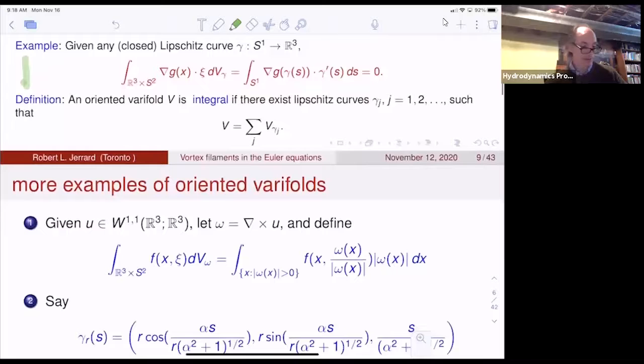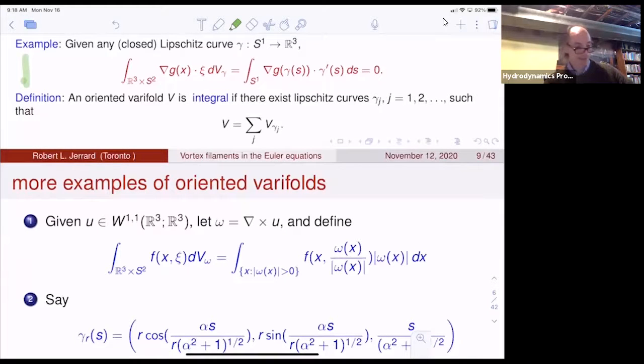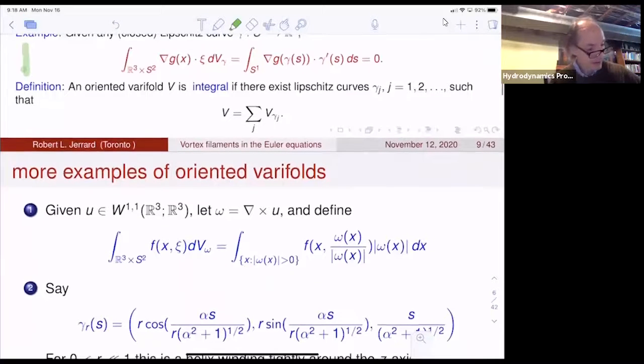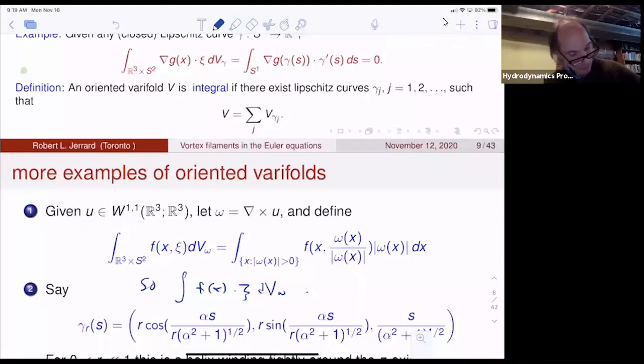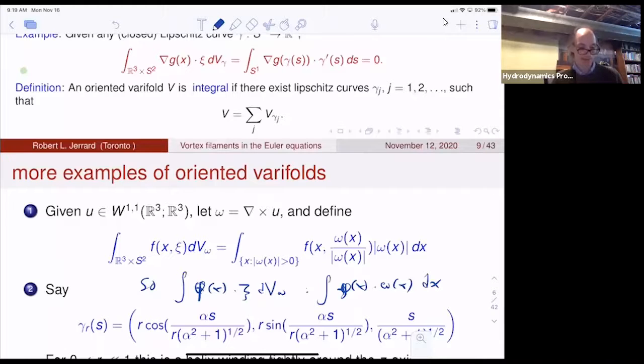So essentially this mimics the definition of the varifold associated to a smooth curve, except that omega is no longer in this case a constant on a curve. It's an L1 vector field. Okay, and so then, for example, the integral of f of x dot c dV omega would be, or let's call this phi of x dot omega of x dx, for example. But here, when I write it this way, I'm somehow thinking of it as a kind of generalized geometric object.